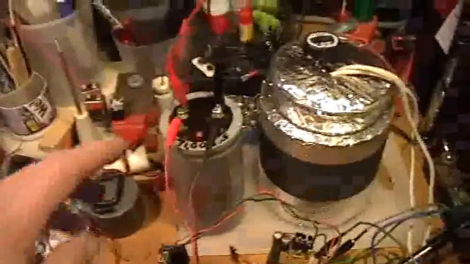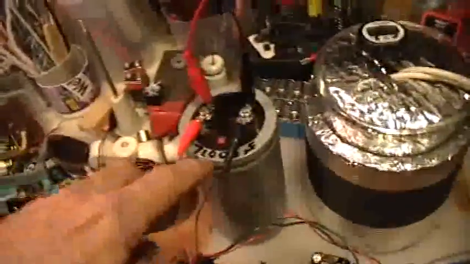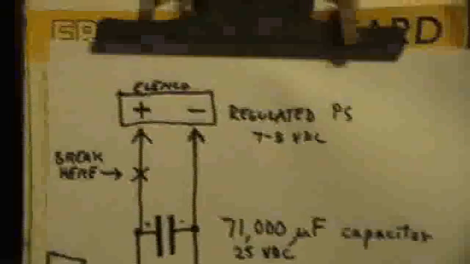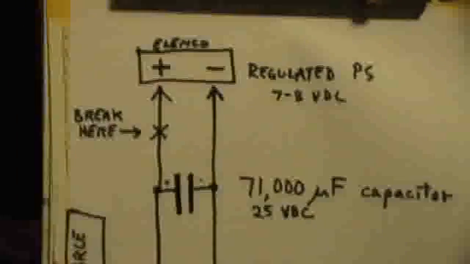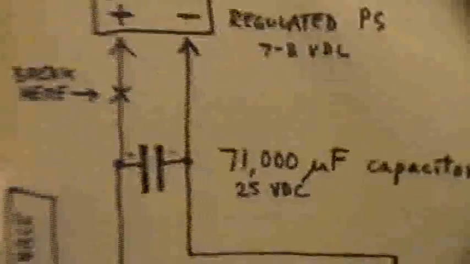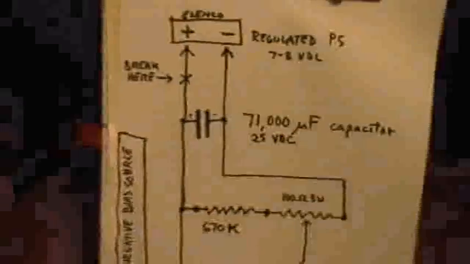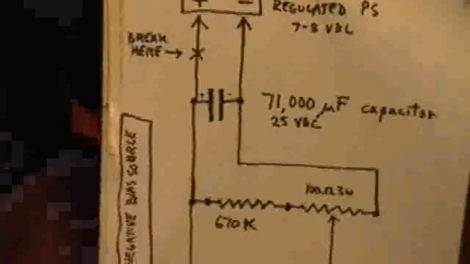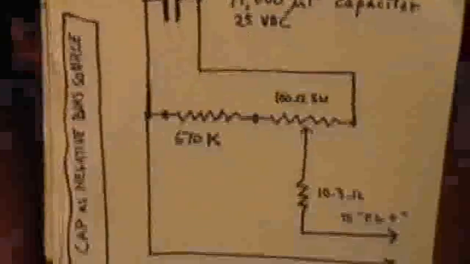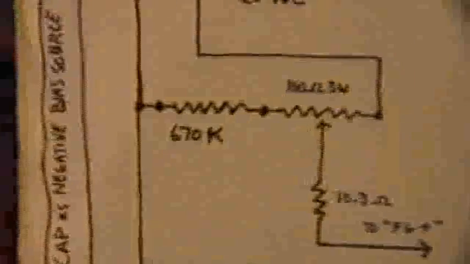Okay, and the difference that we're doing right now is we're going to use this capacitor in with the negative bias current. I've made a little bit of a change with the negative bias part of the system. So we have the L & Co regulated power supply, and this is where I'm going to be breaking the circuit right there, and we have the 71,000 microfarad capacitor, and then we have this potentiometer arrangement.